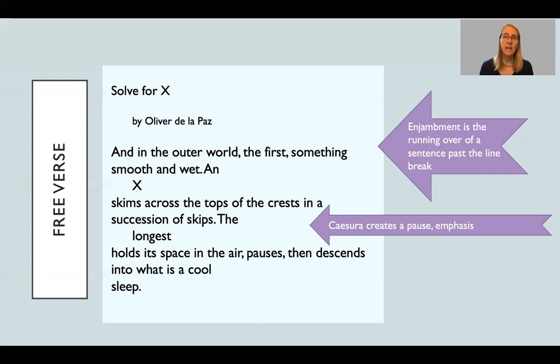The technique of enjambment is when a poet breaks a line in the middle of something. It could be in the middle of a sentence, like we have in that very first line, "and in the outer world, the first something smooth and wet." So it's in the middle of the sentence. And sometimes poets will even do it in the middle of a word. He could have chosen to break at "some thing smooth and wet" and break up that compound word there. So enjambment can happen wherever essentially there's an interruption that is created.